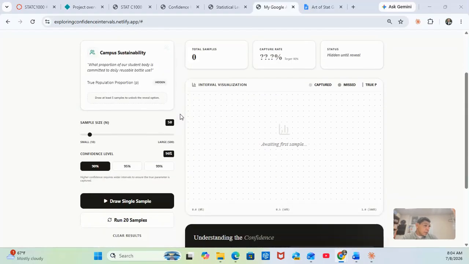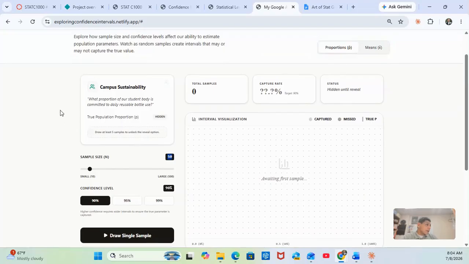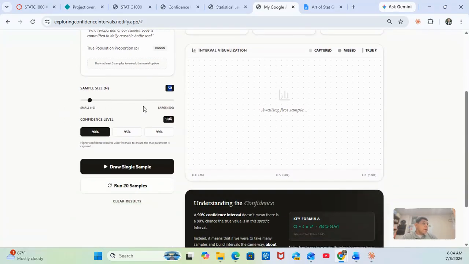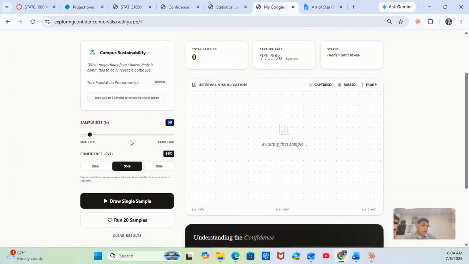But because we can't, or don't, or are unable to, we pick a sample size, let's say 50, and we want to estimate the proportion of students who are committed to reusable bottle use. Now, what we would do is conduct a sample, ask them, and then we would get a result. So you would draw a sample. Let's say we want to be 95% confident. We want to use a confidence level of 95%.